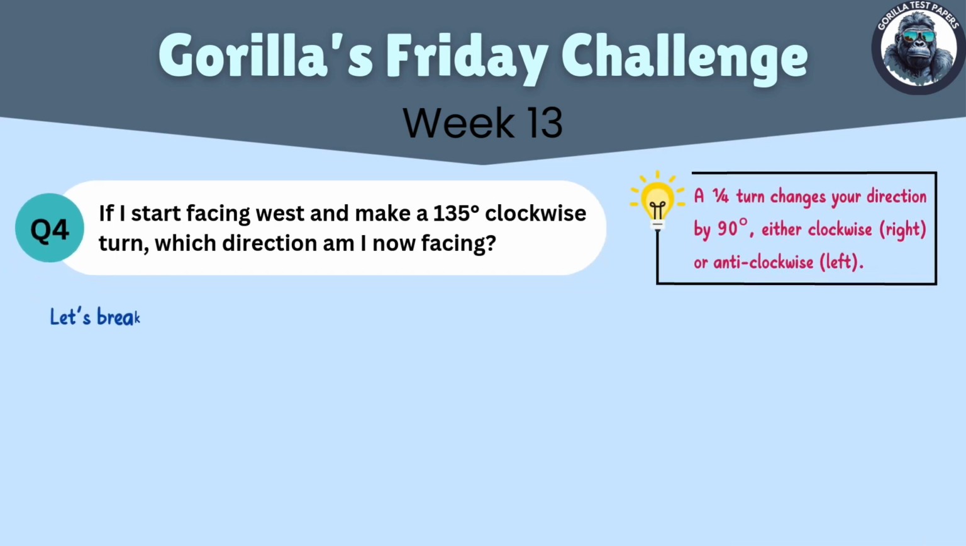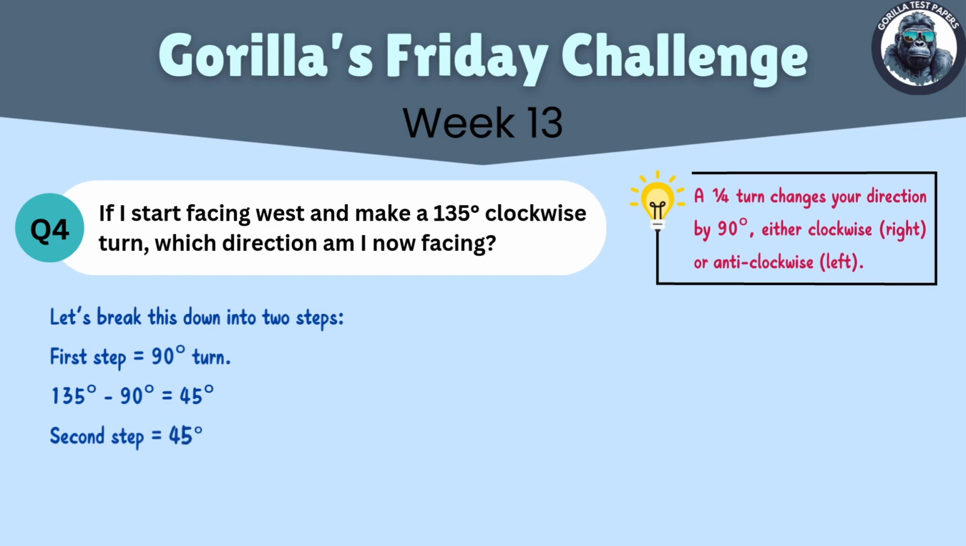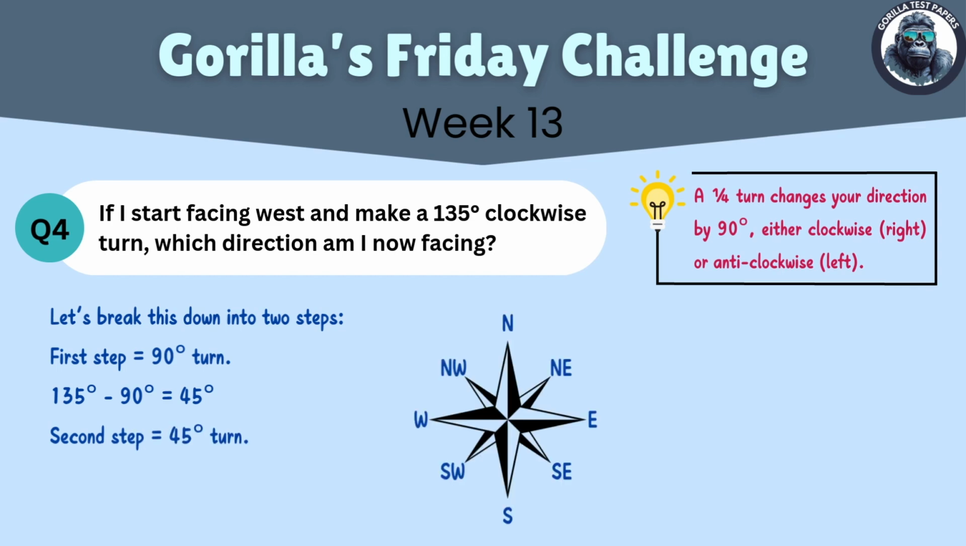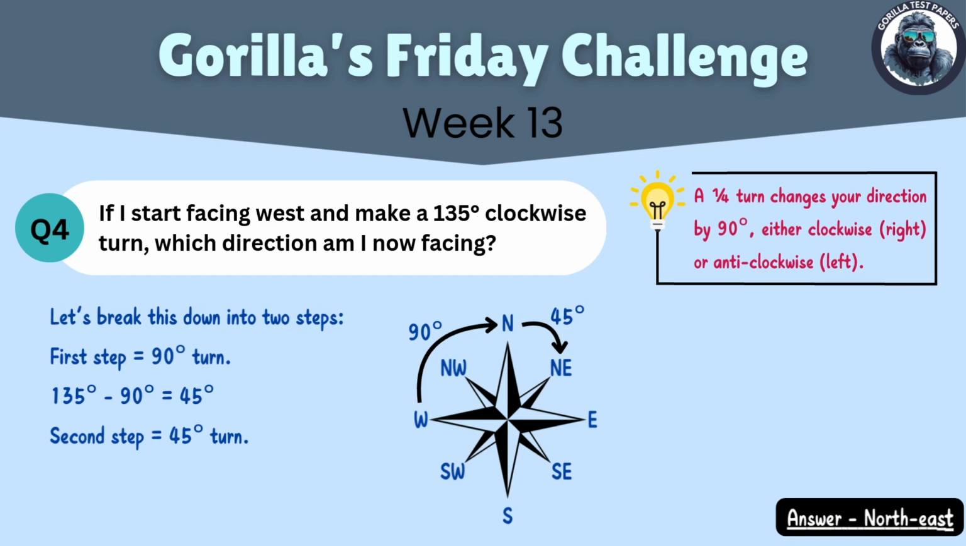Let's break the turn into 2 different steps. The first step will be a 90 degrees clockwise turn from west. Now we do 135 minus 90 to find out how much is left after the first turn. This gives us 45. The second step is the remaining 45 out of the 135. So the first clockwise turn from west takes us to north. The second step from north takes us to northeast. So therefore, after a 135-degree clockwise turn from west, you end up facing northeast. This is the answer for this question.